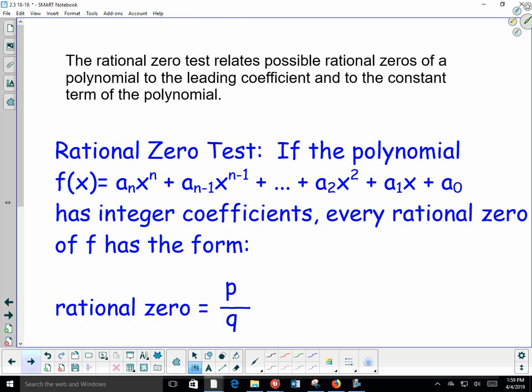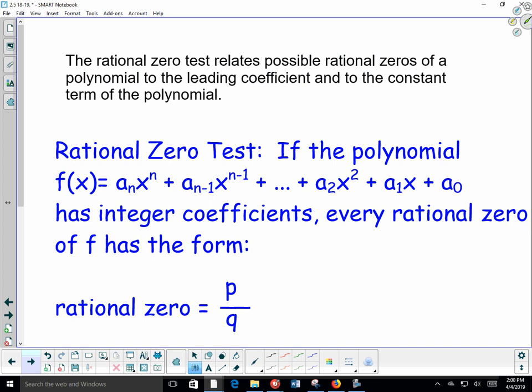Let's talk about the rational zero test. The rational zero test relates possible rational zeros of a polynomial to the leading coefficient and to the constant term of the polynomial. The rational zero test says, if the polynomial f of x, and we've seen this before, is just a way to write a polynomial in general terms, a sub n, a sub n minus 1, and so on, those are all the coefficients on the terms, and a sub n would be our leading coefficient.